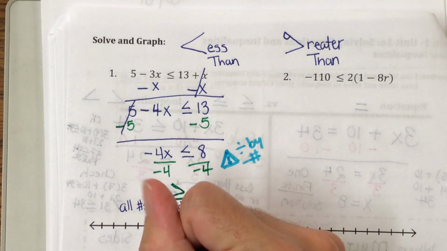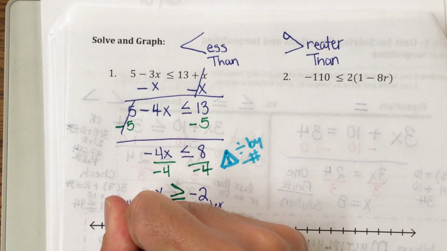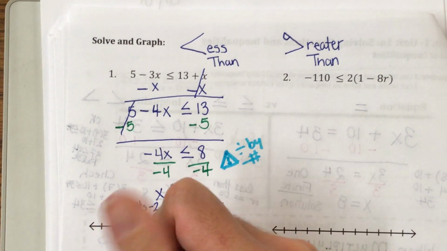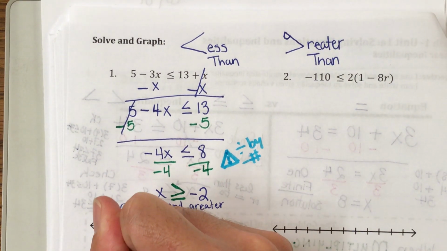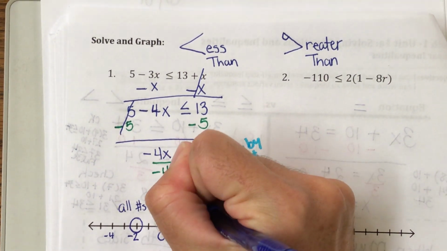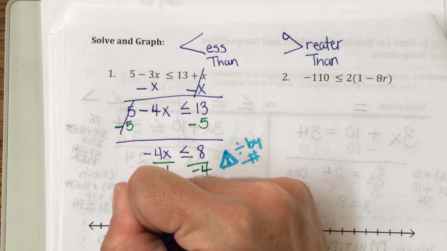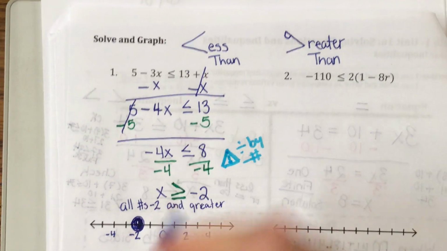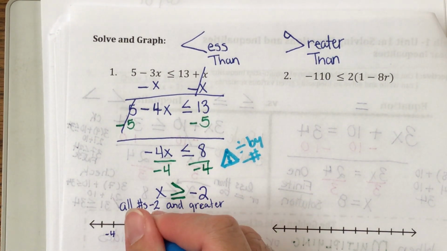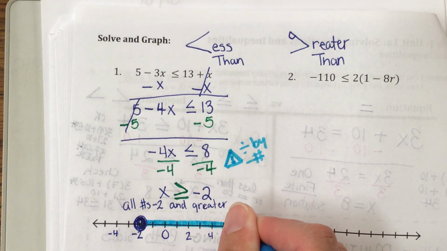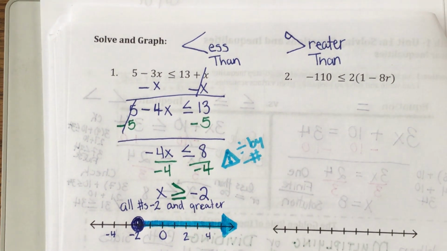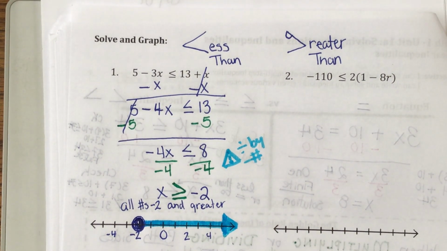So let's put that on a number line. So here's 0, negative 1, negative 2 falls here, 2, 4. So for this one, I want to make it a closed circle because negative 2 is part of the solution. And because I want everything greater than that, I am going to shade above. 0 is part of the solution, 2 is part of the solution, 4 is part of the solution. So again, all numbers negative 2 and greater are part of the solution.